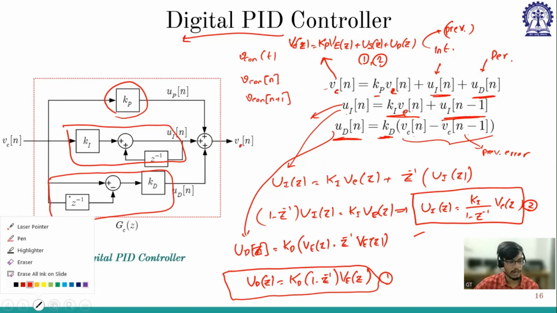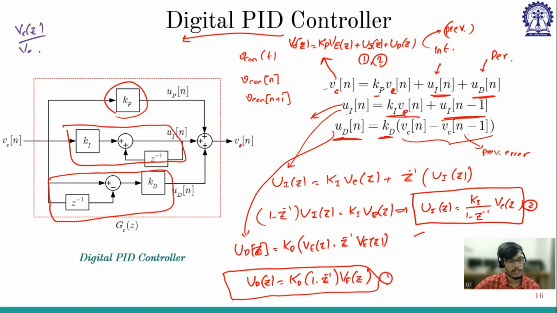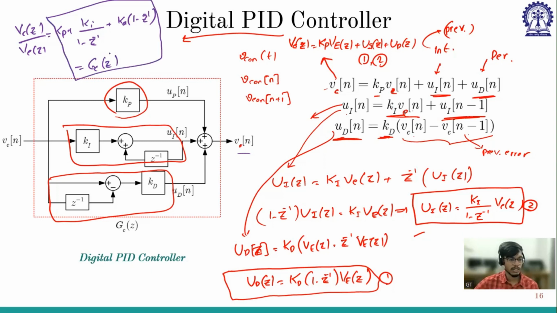Now you will get VC of Z by VE of Z is nothing but Kp plus Ki by 1 minus Z inverse plus Kd into 1 minus Z inverse. And what is VC of Z by VE of Z? It is GC of Z. So this is the digital PID controller and this is the equation. This we are getting from this, and that's how you are implementing it.